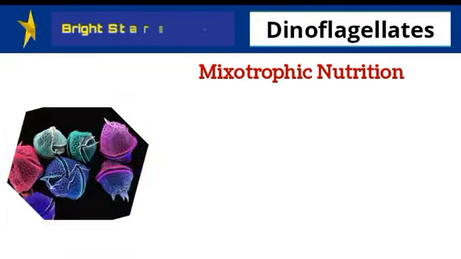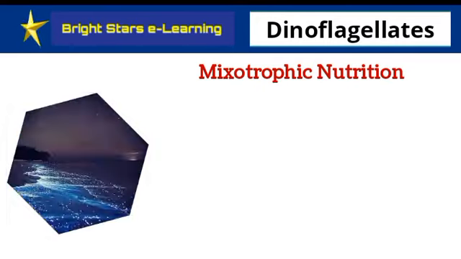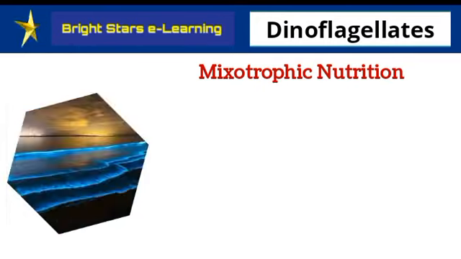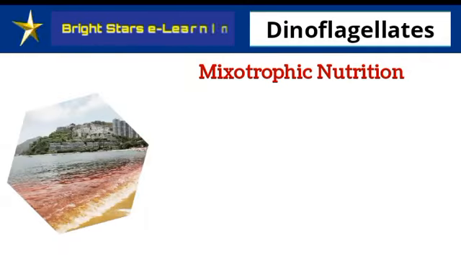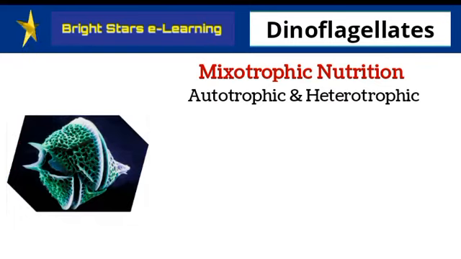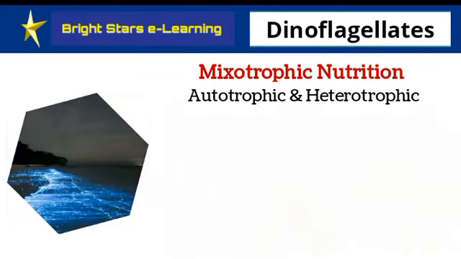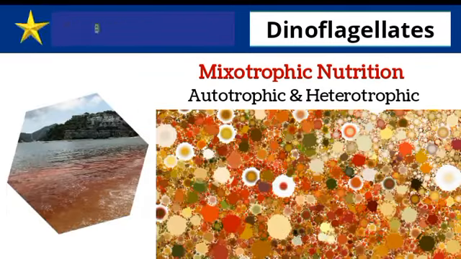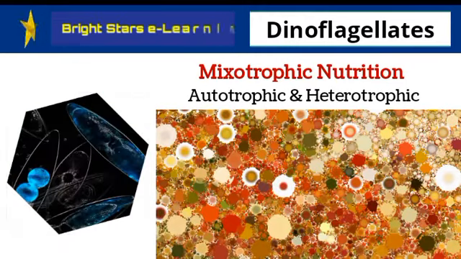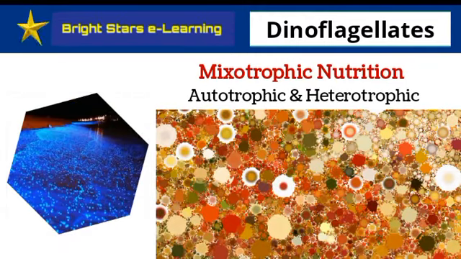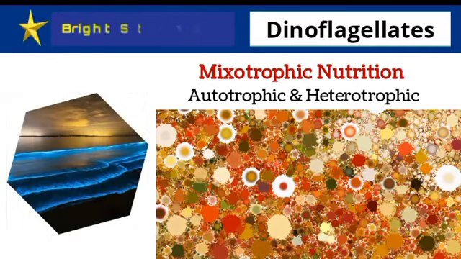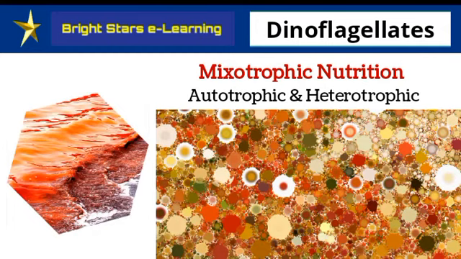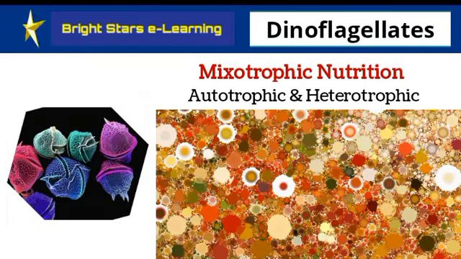Some dinoflagellates show mixotrophic nutrition. Here mixo means mixed, trophium means food. So they get food by two processes. One is autotrophic, another heterotrophic. Auto means self, trophium means food. In the same way, hetero means different. If they prepare their own food material, we call them autotrophic organisms. If they depend on other organisms for food, we call them heterotrophic organisms.